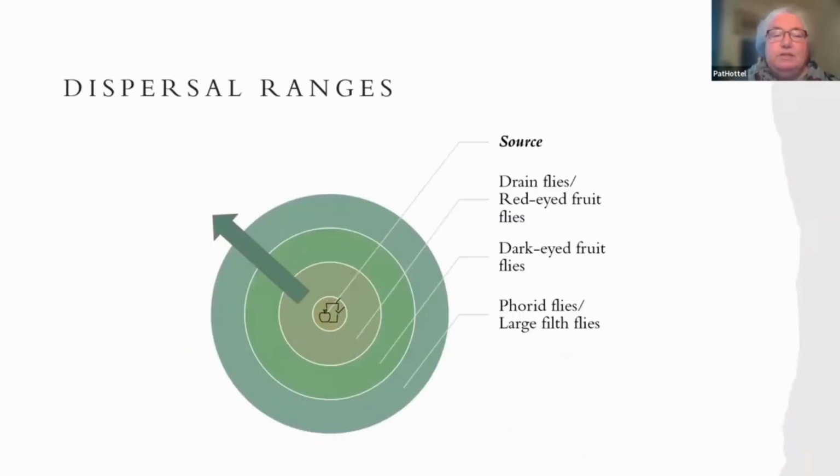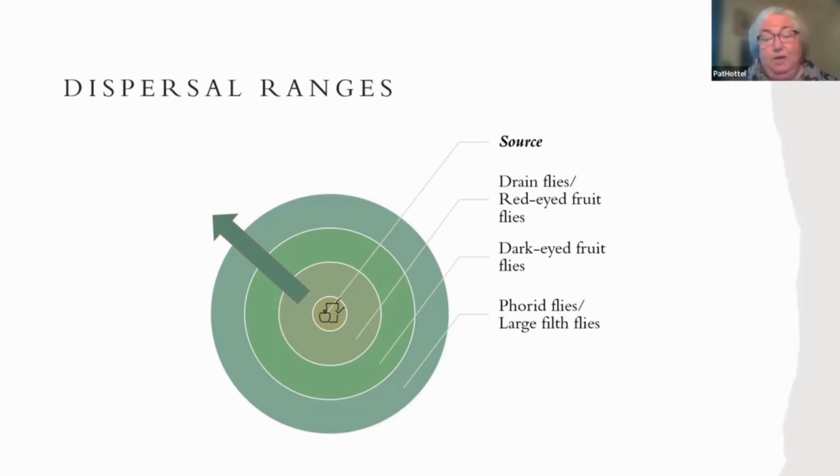Dispersal ranges, and again, there can be some variance in this, right? I've seen some literature that said red-eyed fruit fly can go as far as 6 miles. But for the most part, and based on practical experience, when we're looking at structures, those red-eyed fruit flies stay fairly close to the food source where they're developing, and the same for drain flies. Not far typically are those drain flies moving.